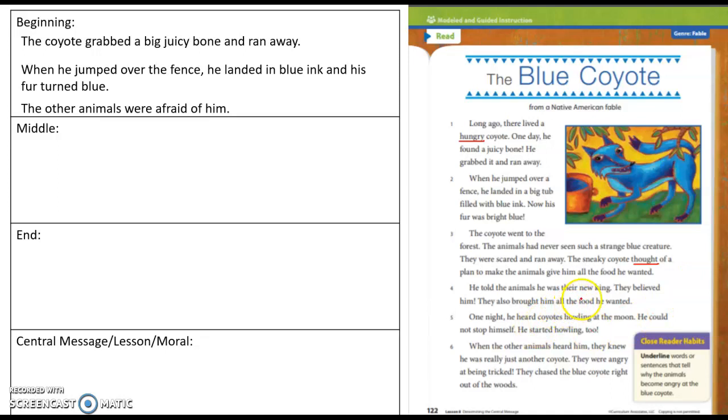He told the animals he was their new king. They believed him. They also brought him all the food he wanted.